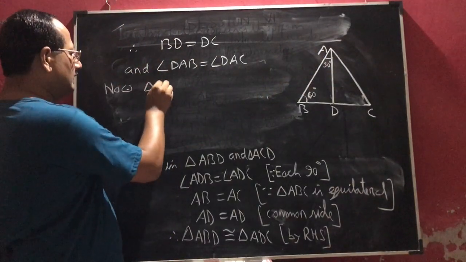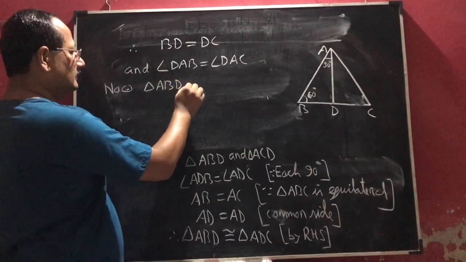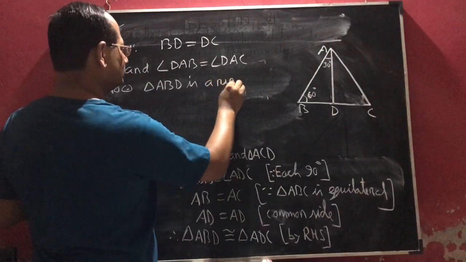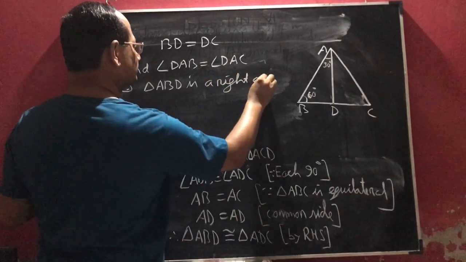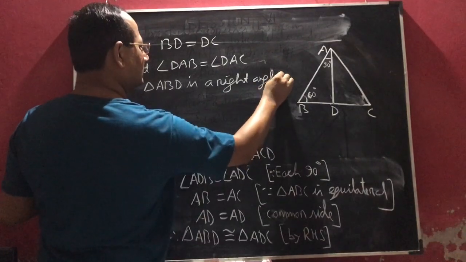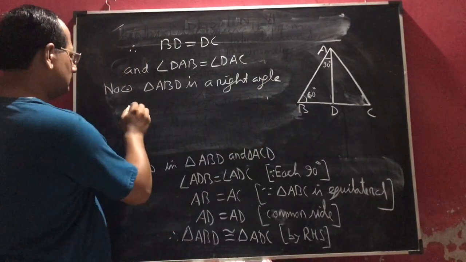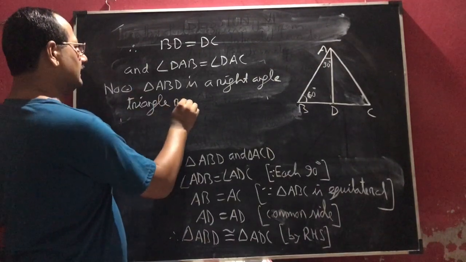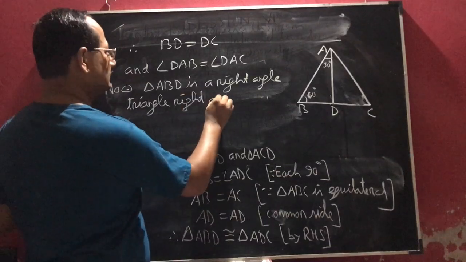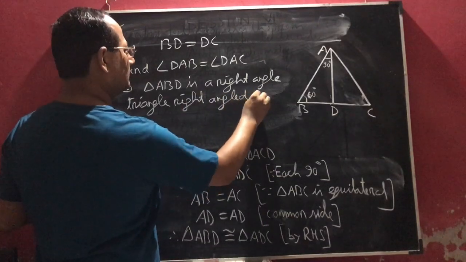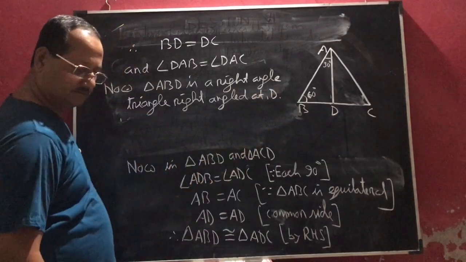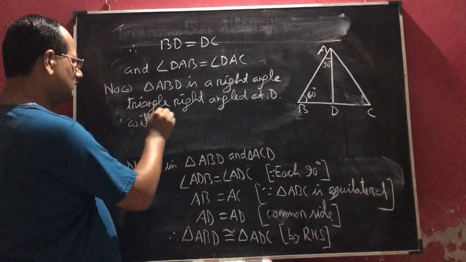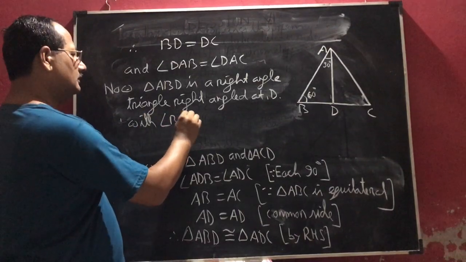Now triangle ABD is a right angled triangle, right angled at D, in which angle BAD equal to 30 degree.